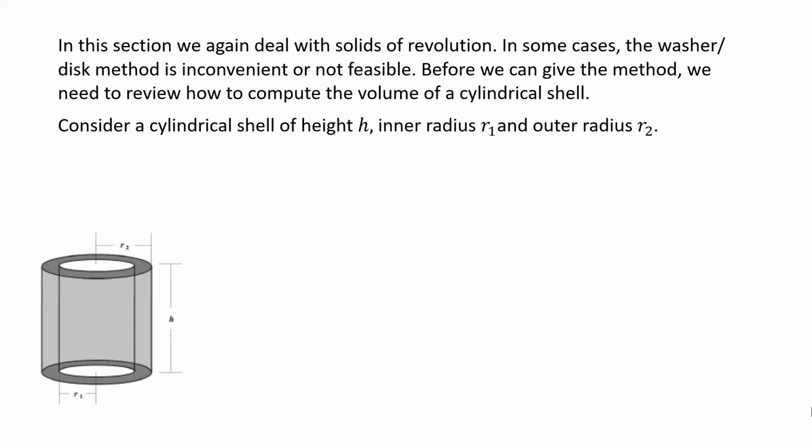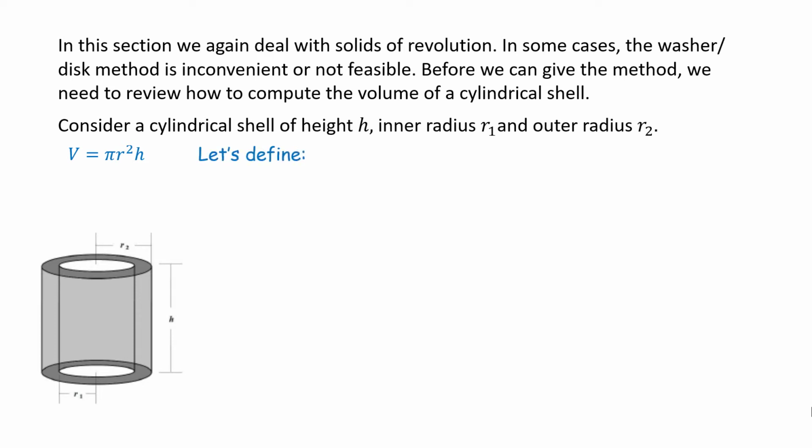Let's begin with reviewing the formula for a cylinder. That volume formula is pi r squared h, where r is the radius of the cylinder and h is the height of the cylinder. Consider the picture of the shell given. We have r2 as the outer radius length, r1 as the inner radius length, and h is the height.